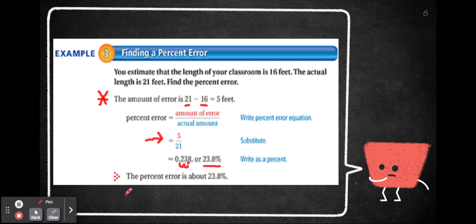Another important note that you should put into your notebook right now is that percent error is always positive. So when calculating the amount of error, you always start with the greater number, subtract the smaller number, and the percent error will always be a positive amount.